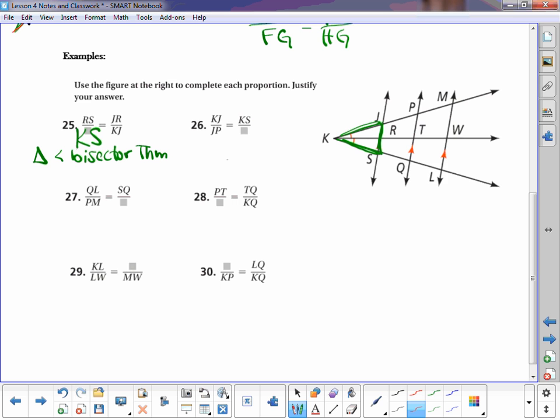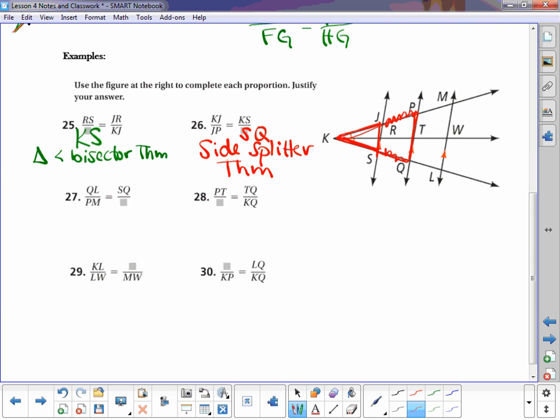Now number 26. So KJ to JP is equal to KS to what? SQ. Now the question is, what did we use for that? Side splitter. Good. Notice it does create that triangle. We're using a set of parallel lines within there. That is the side splitter theorem. And again, it makes that triangle, so it's kind of a hint towards side splitter.